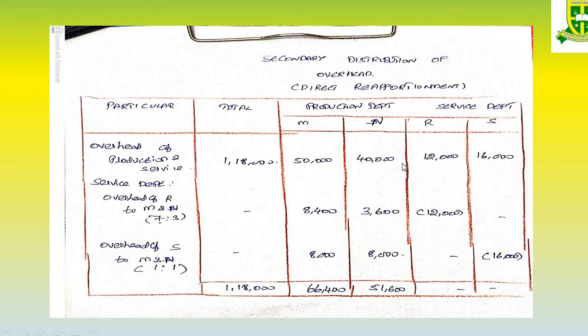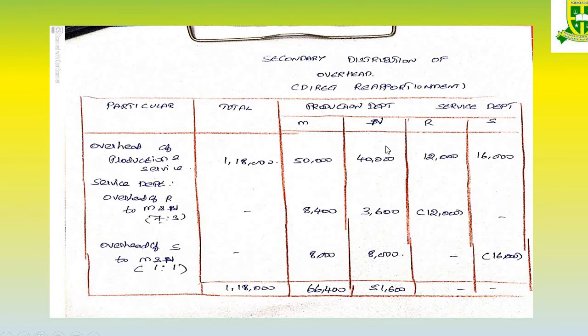The R value 12,000 has to be shared in the ratio 7:3, as given in the question. To make it zero, I am mentioning it in brackets. Dividing using 7:3, 12,000 into 7 by 10 is 8,400, and 12,000 into 3 by 10 is 3,600. The next one is the overhead of S, which has to be divided between M and N equally, that is 1:1. So S is 16,000, divided 1:1: 16,000 into 1 by 2 is 8,000, and again 16,000 into 1 by 2 is 8,000.